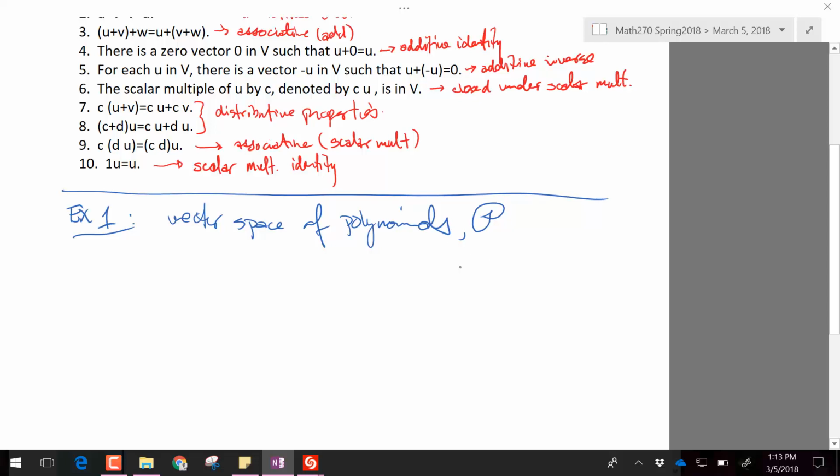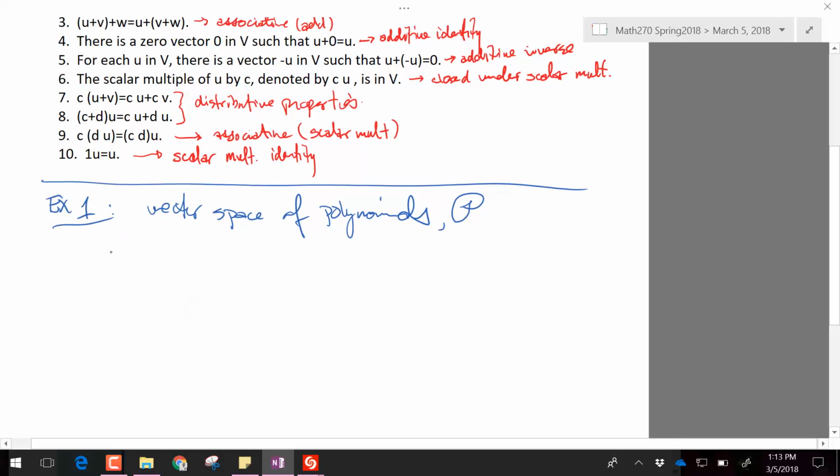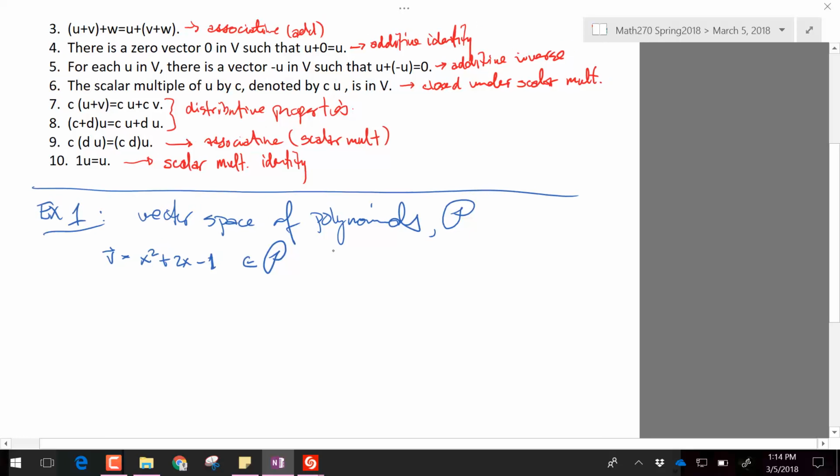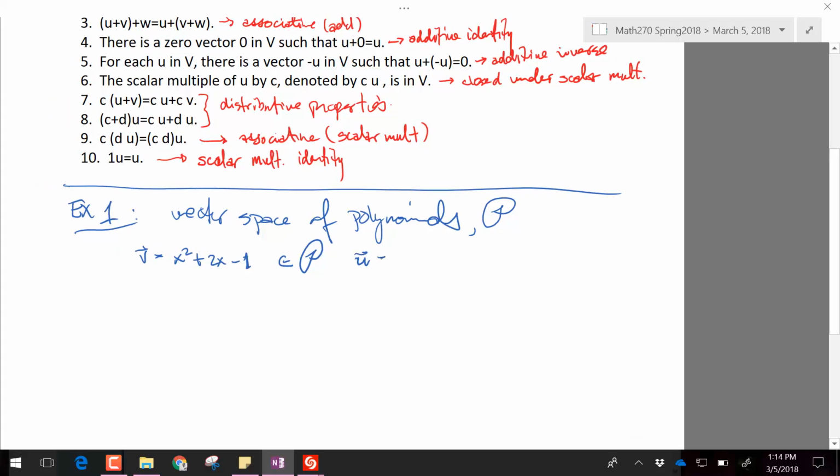So an example of a vector in P, let's say v is a vector in P, could be x squared plus 2x minus 1. That is a polynomial. So that's an element, right? Let's take another vector, x to the fourth minus 3x, is another example of a polynomial. So that's an element in P.